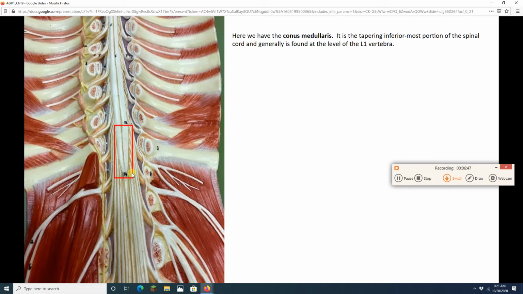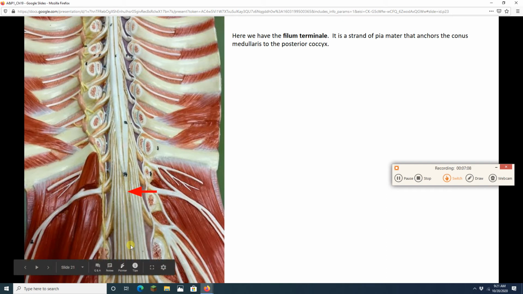This part of the spinal cord, where it is growing narrow, is called the conus medullaris. Remember, the spinal cord usually ends at the end of L1, and continuing downward from the tip of the conus medullaris is this extension of pia mater. It is this line right in the middle here. It's going to anchor the conus medullaris to the posterior surface of the coccyx. It's called the filum terminale, the strand of pia mater that anchors the conus medullaris.